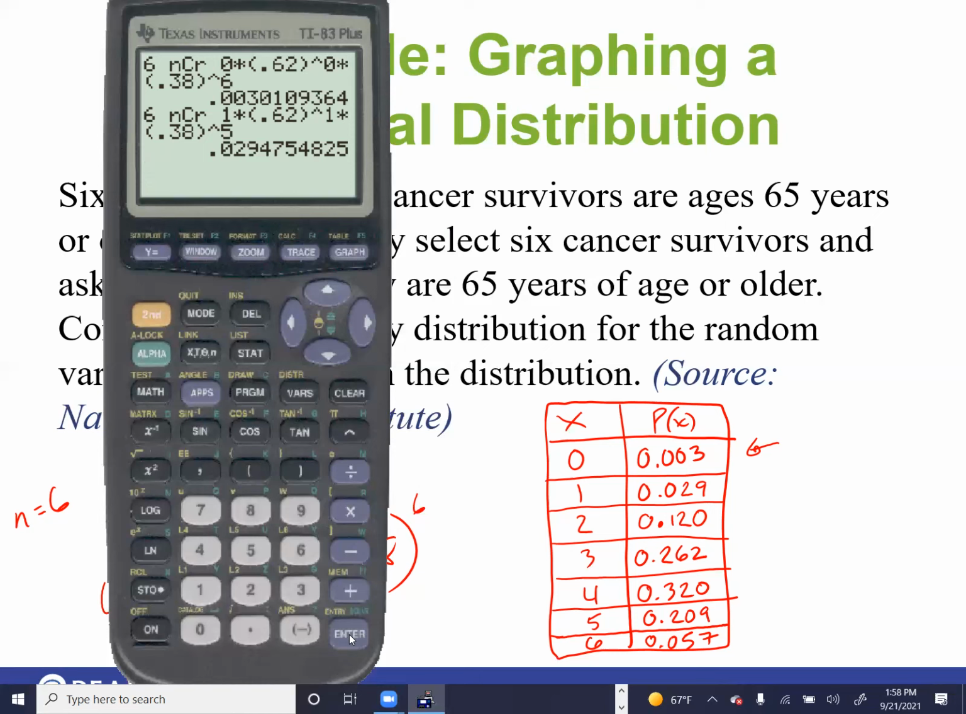So I'll show it to you. Just give yourself like 3 minutes. Just try to build it. The x axis, you're going to go 0, 1, 2, 3, 4, 5, 6. The y axis, I'd probably go up to 0.35 by 5s.